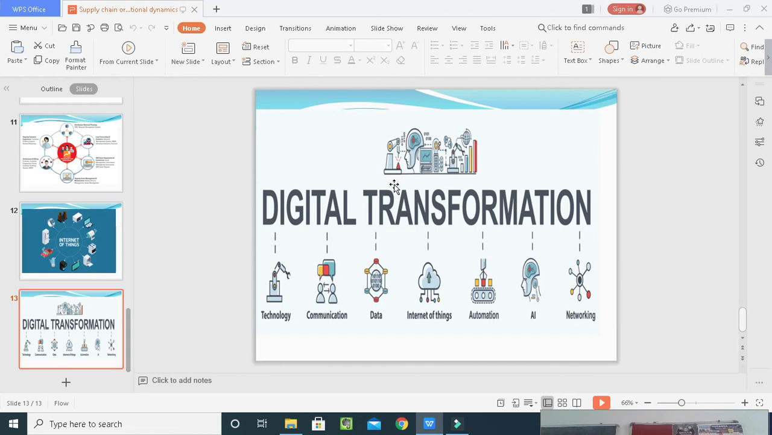Next one is digital transformation. Digital transformation is nothing but the present market situation. Digitalizing is made mandatory for the success of the firm. So it includes technology, communication, data, Internet of Things, automation, artificial intelligence, networking. The picture here is showing a clear picture of how digital transformation should be. Nowadays, everything is going to become digital in future. So you have to be very careful while dealing with all these digital transformation system policies.